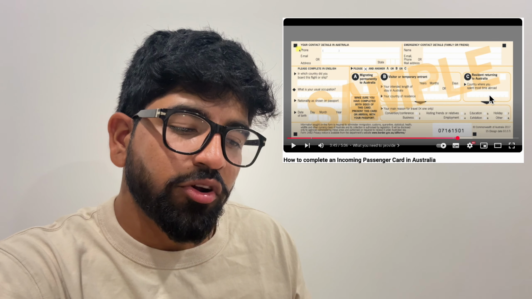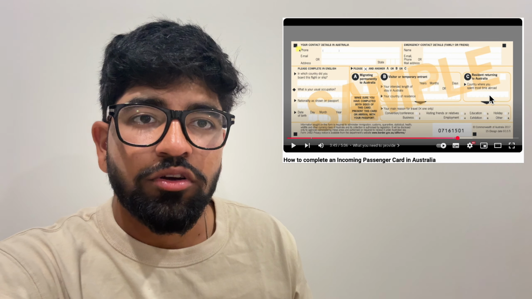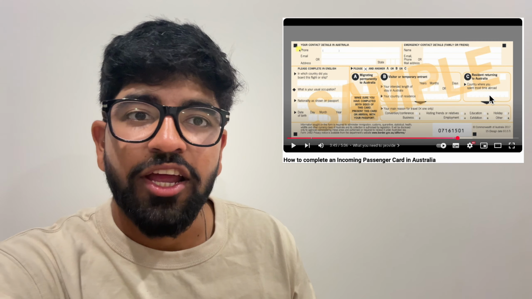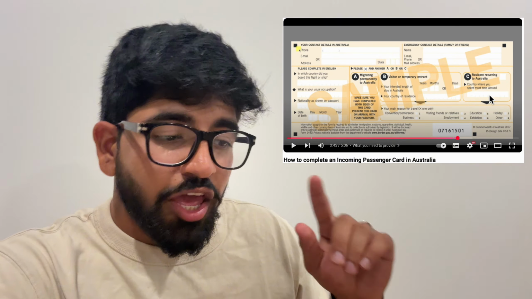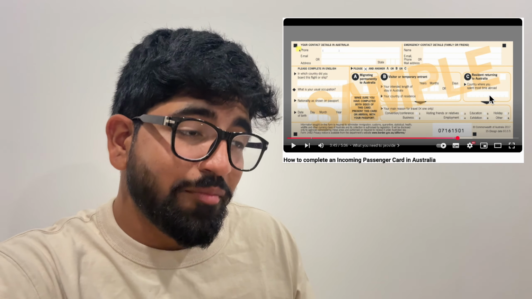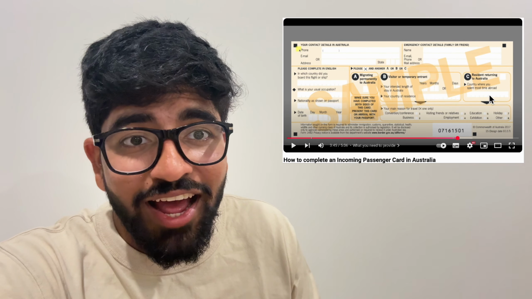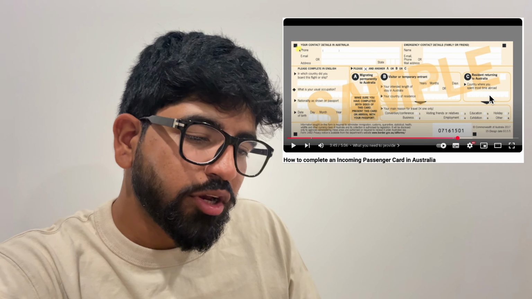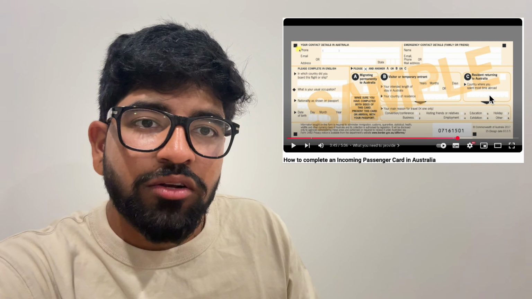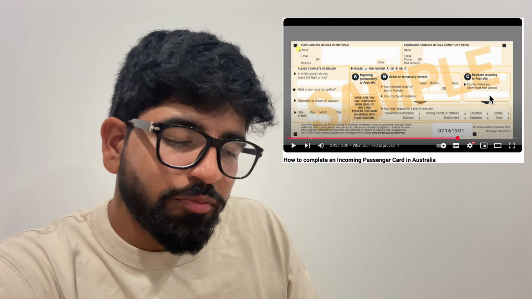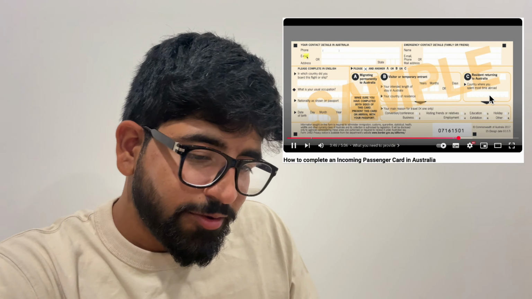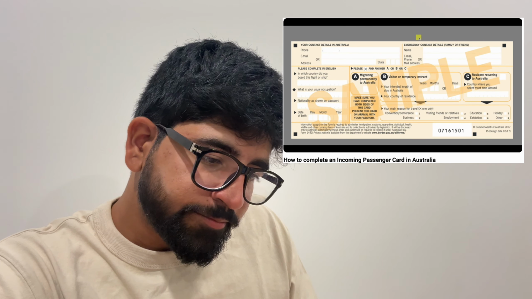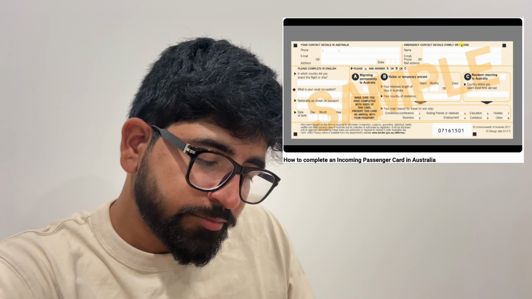That address can be the intended place that you're going to stay at as soon as you enter Australia. Emergency contact details, again, might be the case that you don't know anyone as of now. So it's okay to put in your family members or anyone from back home. Contact details, so your phone number, your email address, or the address where you're intending to stay. Emergency contact details of any family or friend.